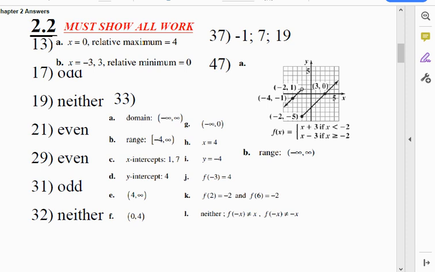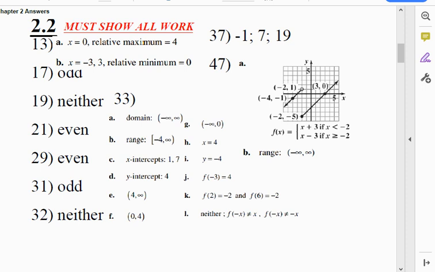A, the domain goes all real numbers, -infinity to +infinity. B, the range, the lowest y value is -4, then it goes up, so the highest y value is technically +infinity, it's unbounded. C, there are two x-intercepts at 1 and 7. D, the y-intercept is 4. E, it goes from 4 to +infinity.